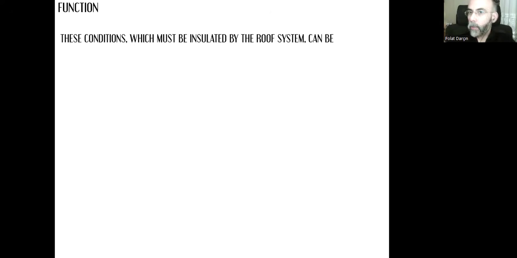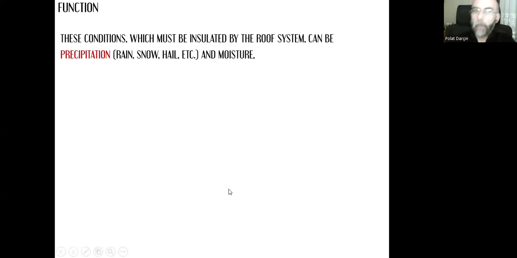These conditions, which must be insulated by the roof system, can be of different types, and the first one can be precipitation in the form of rain or snow or hail and moisture.